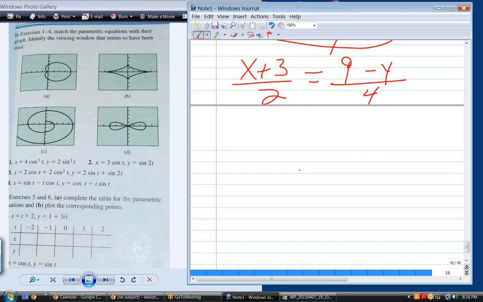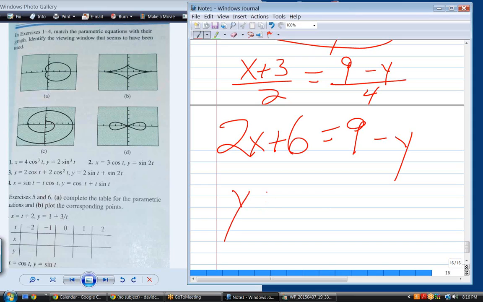Multiply both sides by 4. Let's solve it for y. I'm going to move y to the left. I'm going to move everything else to the right.